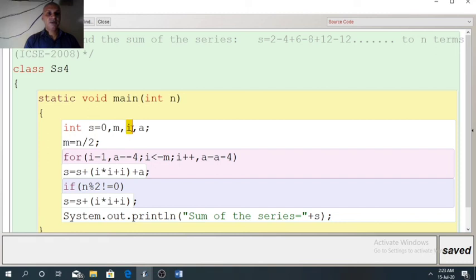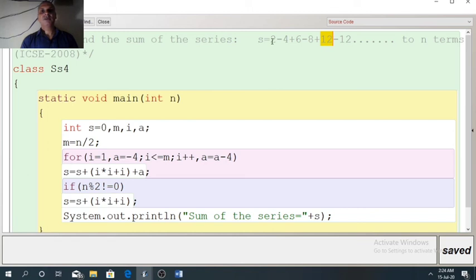I is the loop variable. With this loop variable I itself we can find the first series. That logic I have already told you. I square plus I is the logic for finding the first series. See once more. 2, 6 and 12. It is controlled by first series.